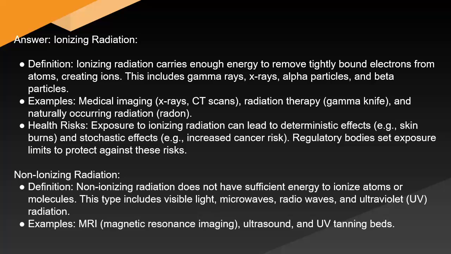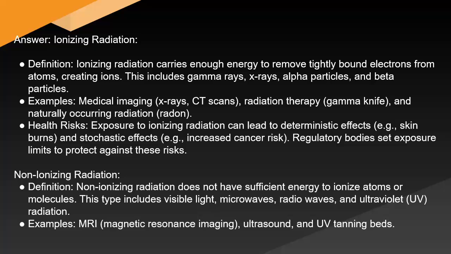This includes gamma rays, X-rays, alpha particles, and beta particles. Examples: medical imaging, X-rays, CT scans, radiation therapy, gamma knife, and naturally occurring radiation, radon. Health risks. Exposure to ionizing radiation can lead to deterministic effects, e.g., skin burns, and stochastic effects, e.g., increased cancer risk. Regulatory bodies set exposure limits to protect against these risks.